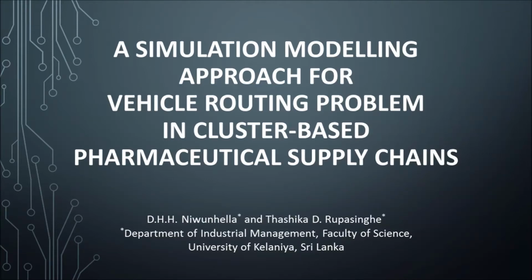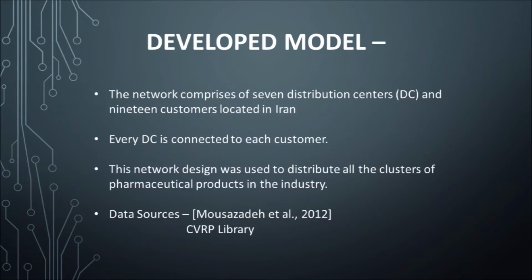This is the demonstration of a simulation modeling approach for vehicle routing problem in cluster-based pharmaceutical supply chains. The developed model consists of 7 distribution centers and 19 customers located in Iran, where every DC is connected to each customer.